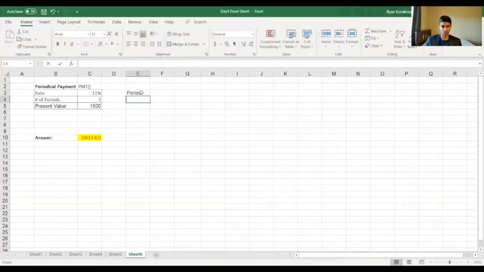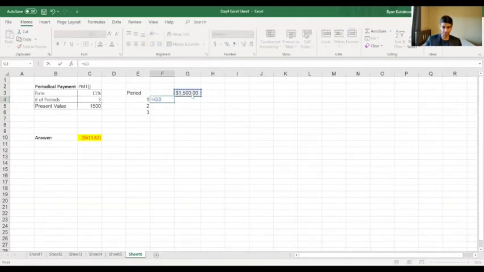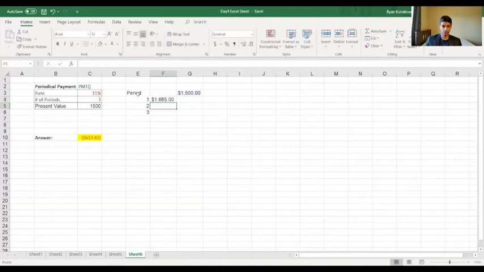But to check it manually, we can do the same thing as what we did in the first question, where we have 3 periods, and you start off with $1,500, and then this will grow by the 11% at the end of each period. So we're timing it by 1. And now we're trying to find out how much we have to pay at the end of each period, so that eventually you won't have anything left to pay.